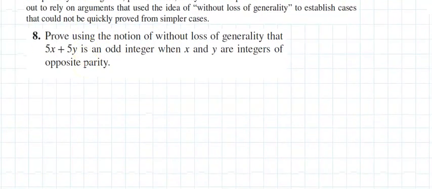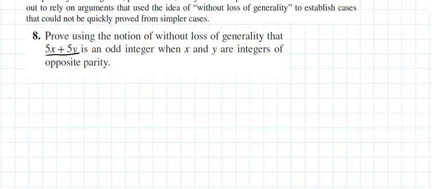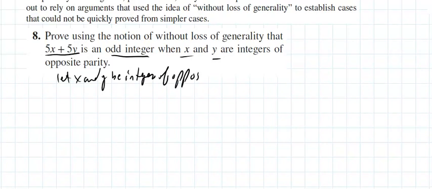It says, prove using the notion of without loss of generality that 5x plus 5y is an odd integer, where x is an integer and y is an integer of opposite parity. That means one of them is odd, one of them is even. So let x and y be integers of opposite parity. If you know what parity is, one even, one odd.